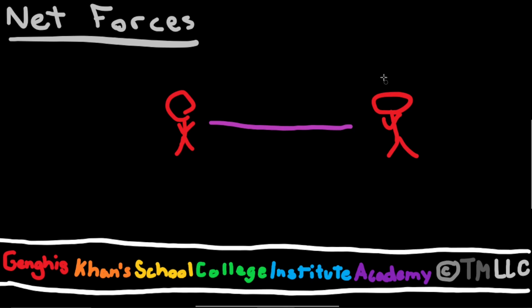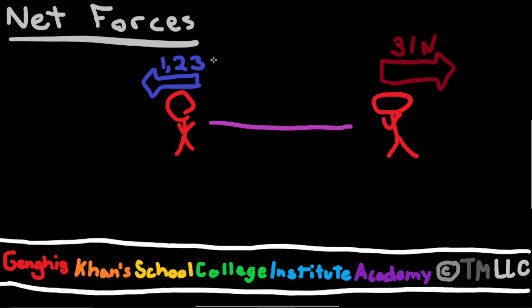And this dude that I don't like is pulling this way at 31 newtons. He's really big and strong. But now Timmy here, he's been on steroids. So he's pulling this way at a whopping 1,235 newtons.